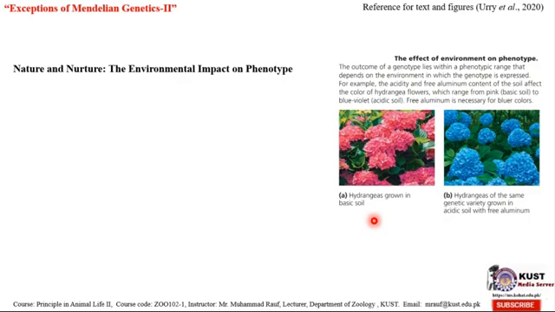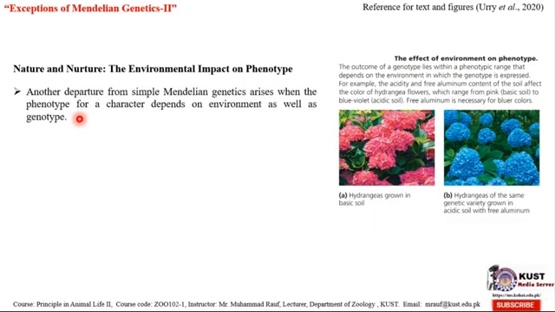Now we will talk about nature versus nurture, whether the phenotype is wholly and solely controlled by the underlying genotype, or the underlying genotype is also under the effect of environment. So this is yet another deviation or violation or exception of typical Mendelian genetics, where the information in the genes will only be expressed in a particular way under a particular set of environmental conditions.